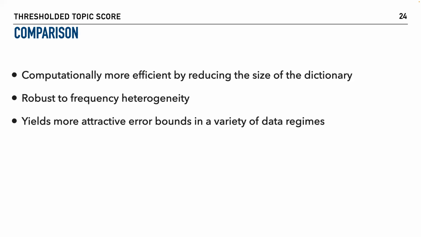First of all, one thing to highlight is that potentially our method could be computationally more efficient because we're only operating on a subset of size J of the words. So we're reducing the size of the dictionary. It's also potentially more robust to frequency heterogeneity, because we're essentially removing the words that are too rare, that don't appear enough. And we'll see it yields more attractive error bounds in a variety of regimes.